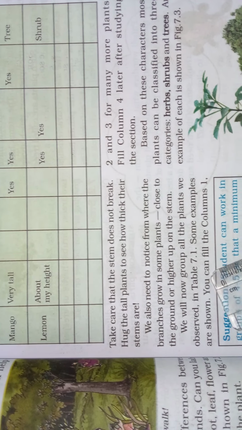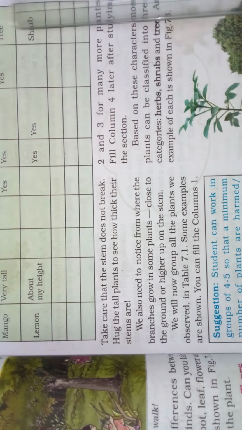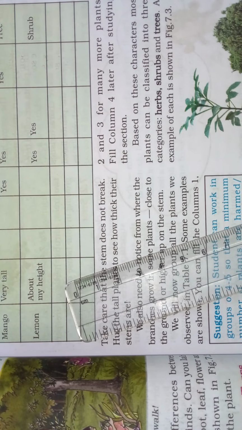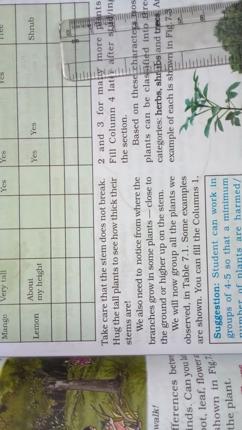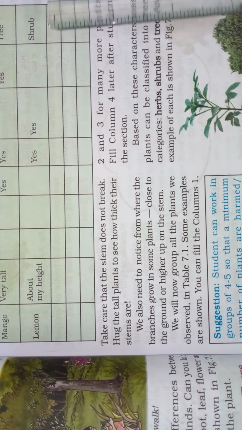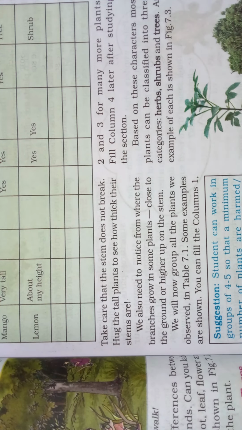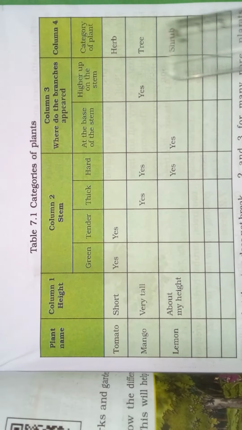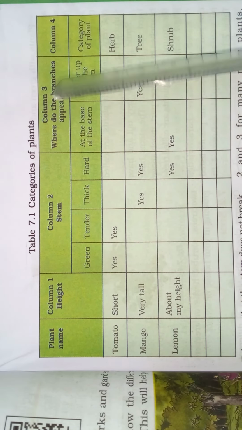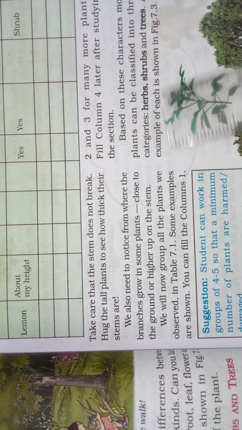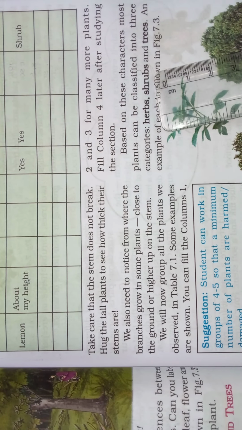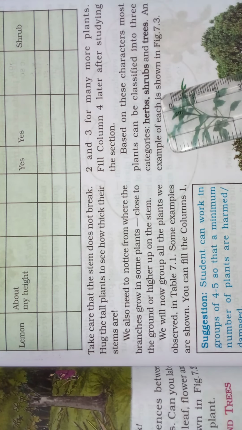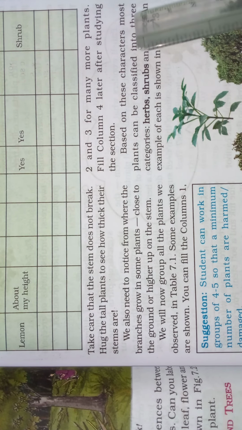Now see, if you take the table, we may arrange some more plants. We may group all the plants. Understood, children? Based on these categories, based on the height, based on the stem, based on where the branches appear, we can classify the plants into three categories. What are they? Herbs, shrubs and trees.